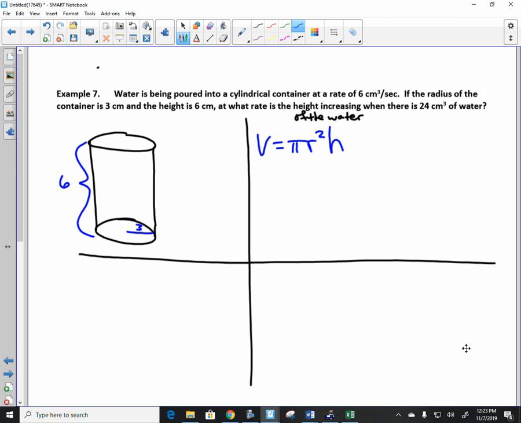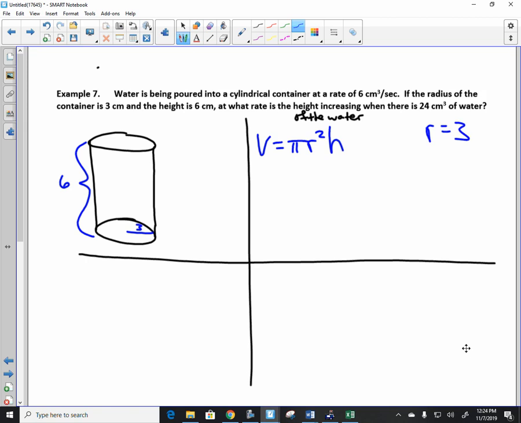Think about the container. Or, I'm sorry, think of the water. Is the height of the water changing? It is. Is the radius of the water changing? Why? Yep, the water is going to assume the shape of the container in that situation, right? So we know that the radius of the water is always 3.